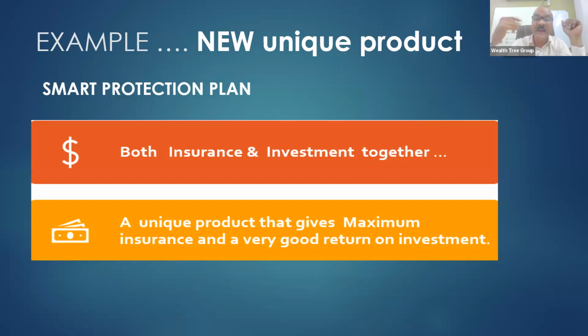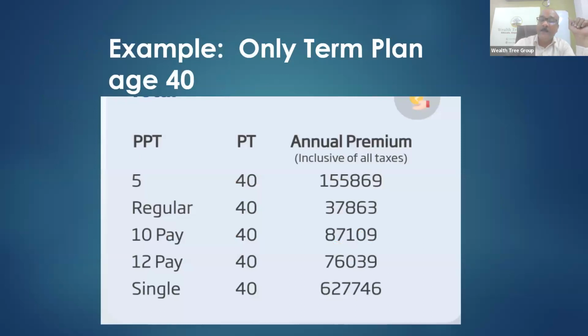I'll explain this. Why I am explaining this is the plan will take care of your retirement, as well as give you higher insurance also. Both insurance and investment together, a unique product that gives maximum insurance and a very good return on your investment. For example, if you take a plain term plan and you opt for 10 pay, that means you will pay up to 10 years and till 85 years you have a coverage.